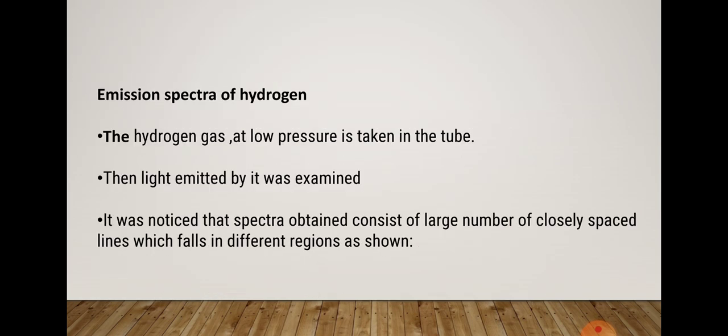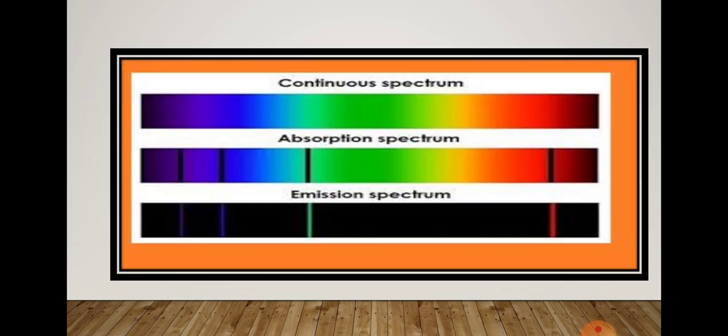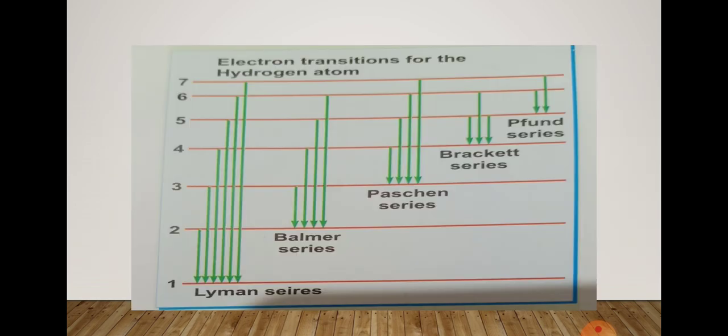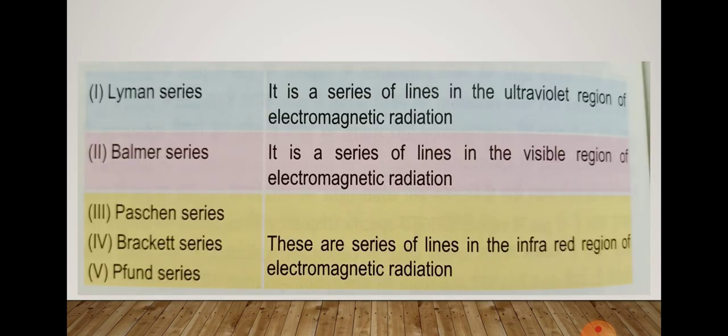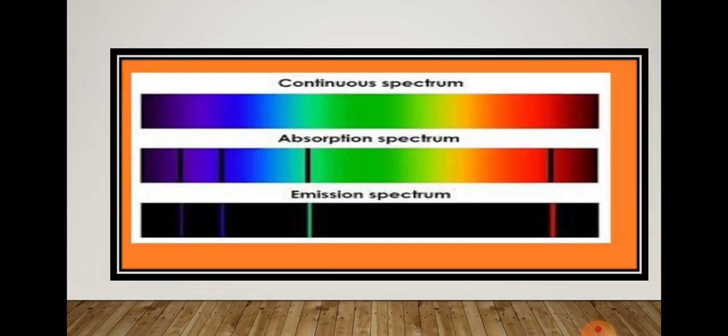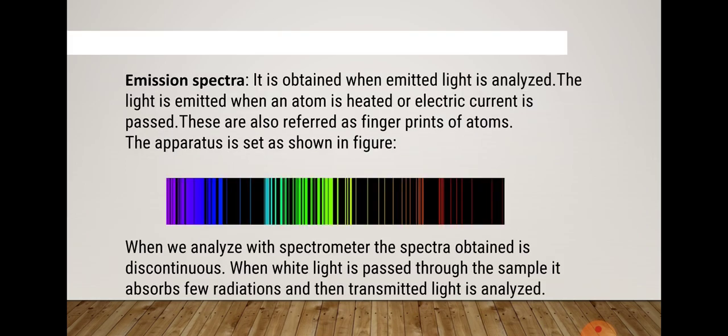This emission spectra is of two types. One is continuous spectra and the other is line spectra. When some volatile substance is heated in Bunsen flame or an electric discharge is passed through a gas at low pressure, light is emitted. The wavelength of light emitted or the color depends upon the nature of the substance.